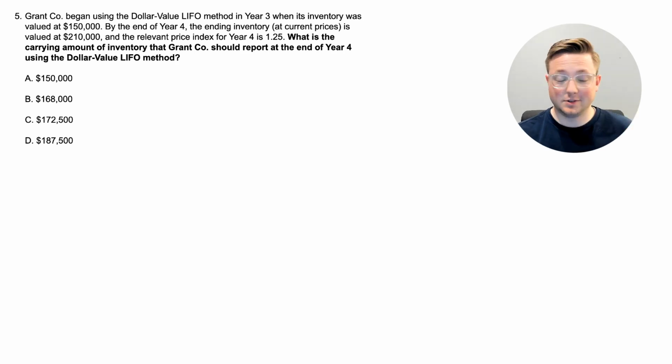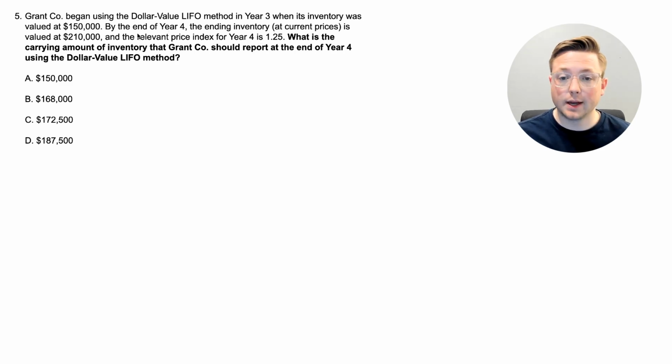Now, this is to me, the dreaded dollar value LIFO. So Grant & Co. began using the dollar value LIFO method in year 3. So that's when they started using it, when its inventory was valued at $150,000. By the end of year 4, the ending inventory at the current prices is valued at $210,000. And the relevant price index for year 4 is 1.25.